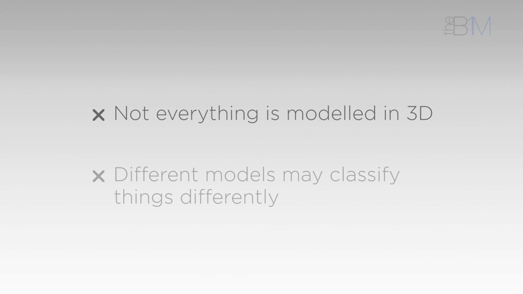For starters, not everything is always modelled in 3D, and there can be a lot of 2D information used. Some elements aren't even modelled at all. You're just supposed to know that they're there. Added to that is the fact that different models may classify things differently. Floor areas, for example, might be in gross internal floor area or gross internal area format, and they may or may not include voids. This all needs clarifying by the cost manager.